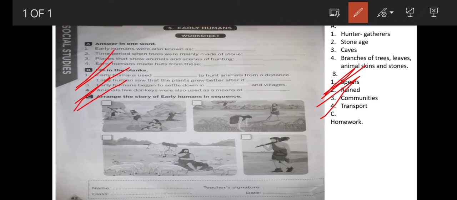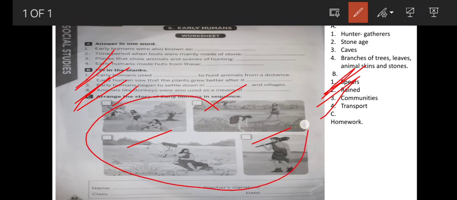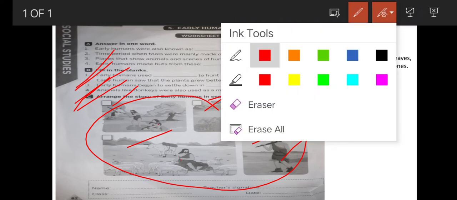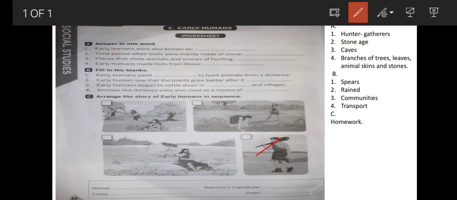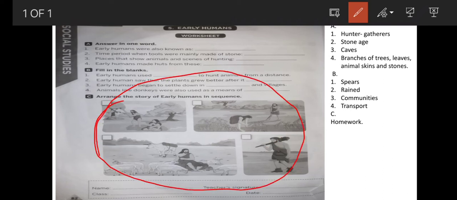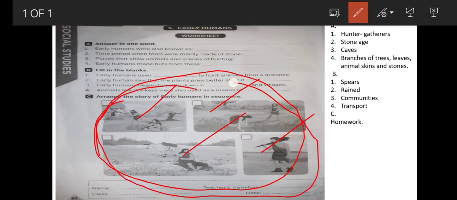C. Arrange the story of early humans in sequence. This is 1, 2, 3, 4. So what you have to do is arrange this in order. Which activity, which work was first started by the early humans and which was started later. So you have to arrange this in sequence, in order. Which activity was first started by the early humans and which was the second, which was the third activity, and which was the fourth activity started by the early humans. You have to arrange this in order.